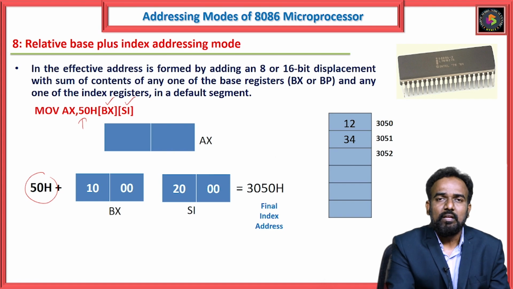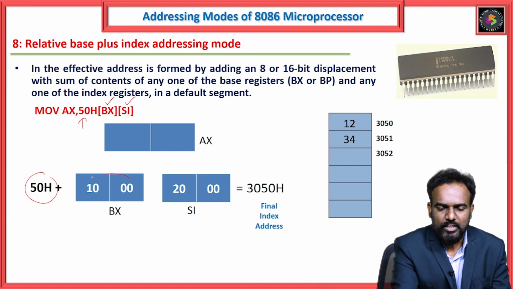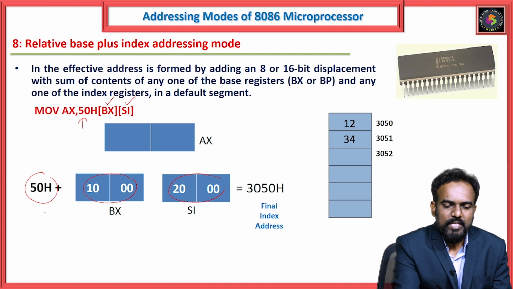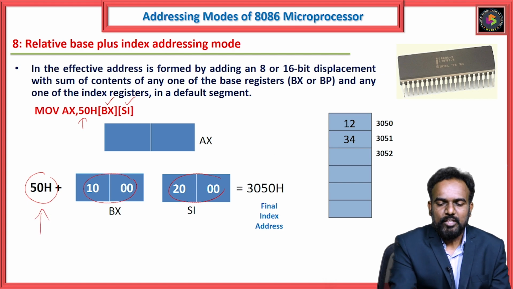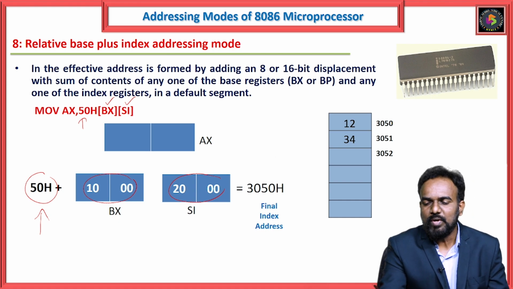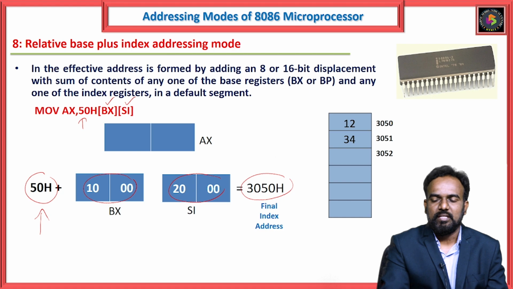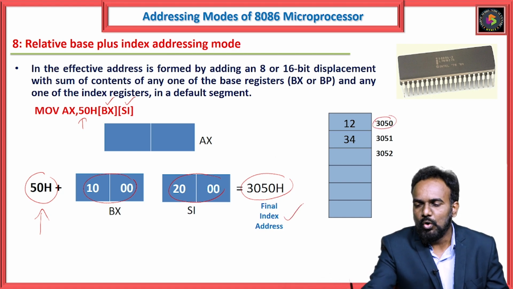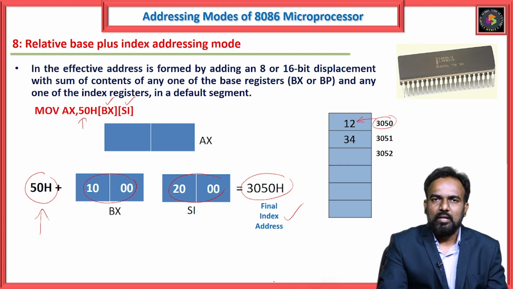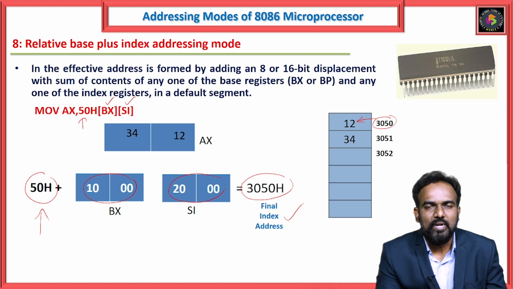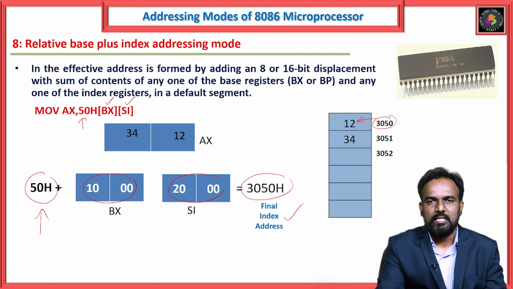We are adding with the BX register address, the 1000H. Next we add the SI, 2000H. Now the additional displacement is the 50H. BX value 1000H, SI holding 2000H, and finally we get the address 3050H. This is the final index address. This 3050H holds some data like 12 and 34. That data we are going to move into the AX register. This type of addressing is called relative base plus index addressing mode.